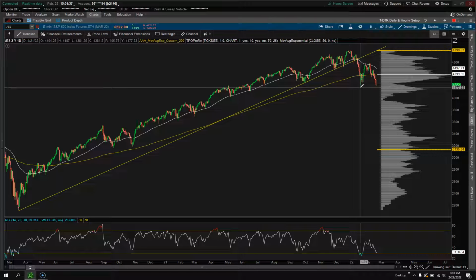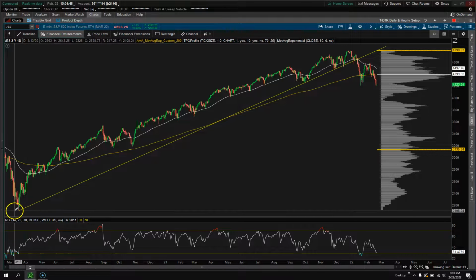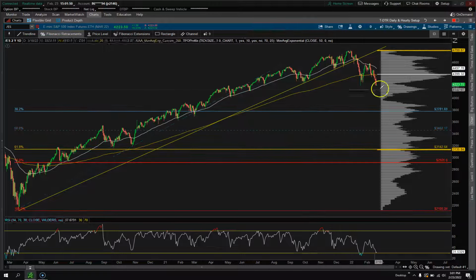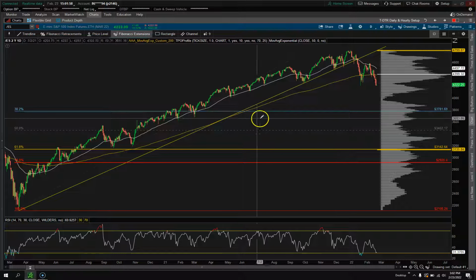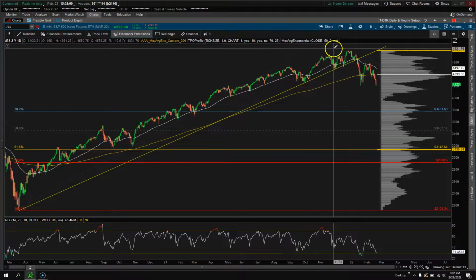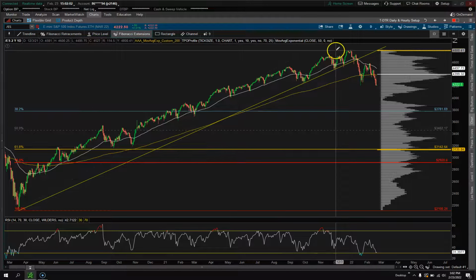The second part of that is understand where the market potentially could go. That's where drawing Fibonacci extensions, things like that, could really help you. So it gives you a visualization of where the market potentially could go. I like Fibonacci extensions. I also like Fibonacci retracements.